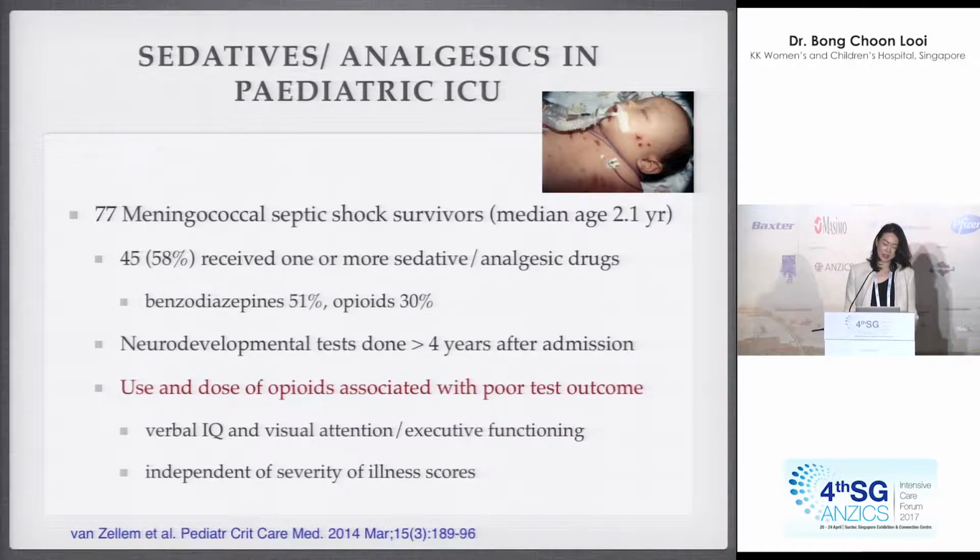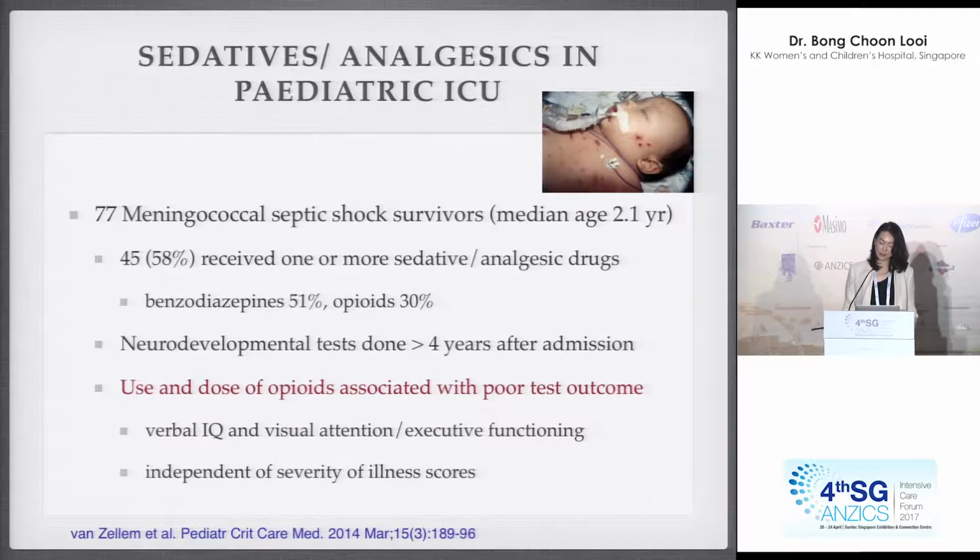Van Zillen looked at 77 meningococcal septic shock survivors with a median age of about 2 years. They found that out of these survivors, while they were in the ICU, about 60% of them received at least one sedative or analgesic drug. Of those who got one, half of them got benzodiazepines, and a third of them got opioids. And they did neurodevelopmental tests at least 4 years after admission.